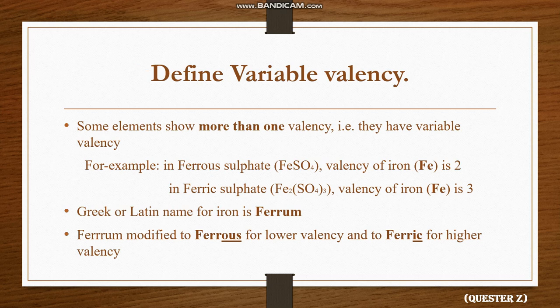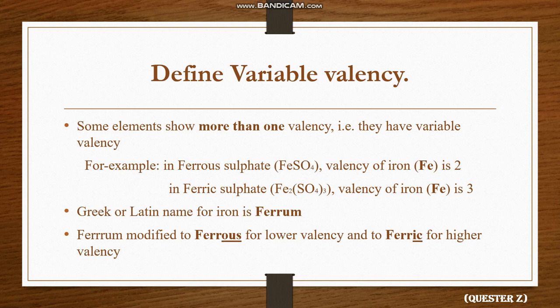Define variable valency. It is when the valency changes depending on the element it is combining with. Some elements show more than one valency; they have variable valency. For example, in ferrous sulfate or in ferric sulfate, the valency of iron, or Fe, is variable. In the case of ferrous, it is 2. In the case of ferric, it is 3.